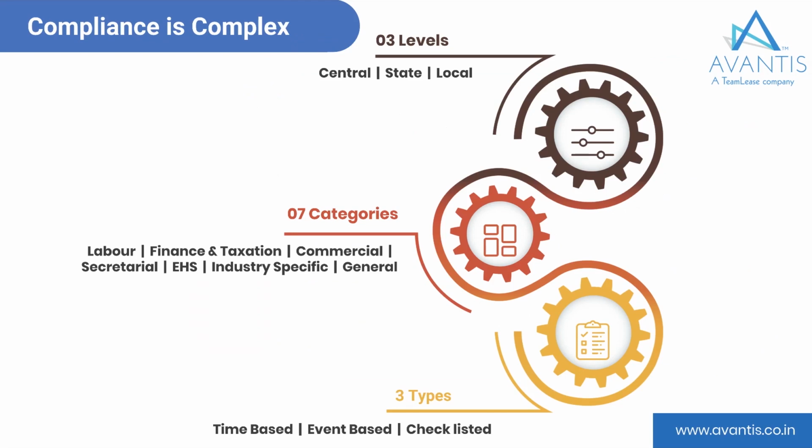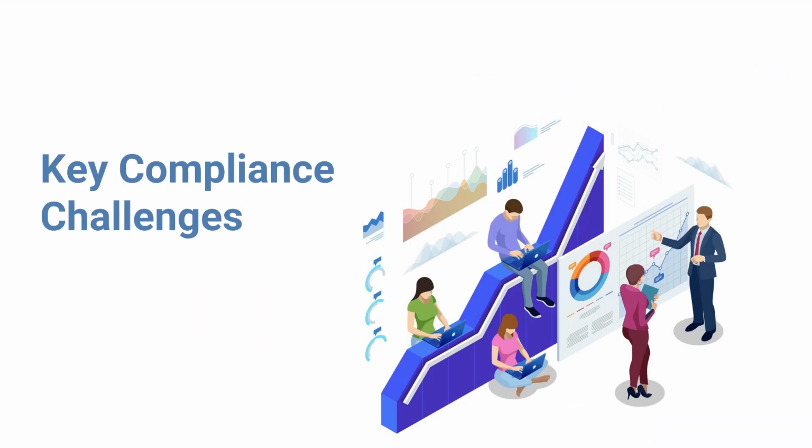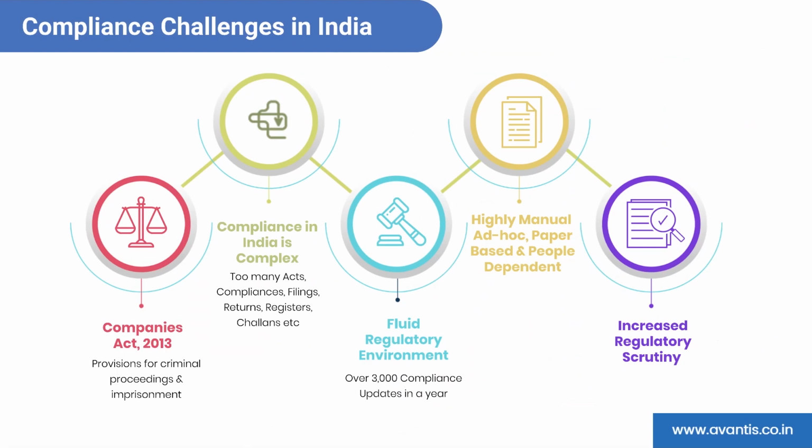There's no start date, there's no end date. You need to continue those compliances throughout the life of the existence of the organization. So as you can see, it's bigger than a breadbasket, 3 levels, 7 categories, and 3 types. Moving on, let's examine the key challenges of compliance in India.